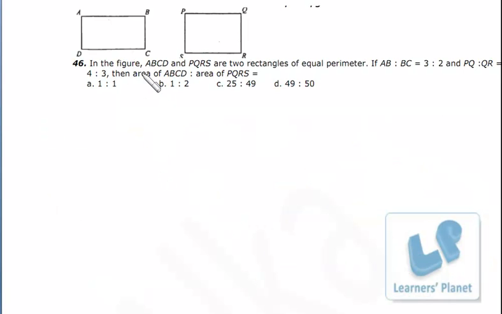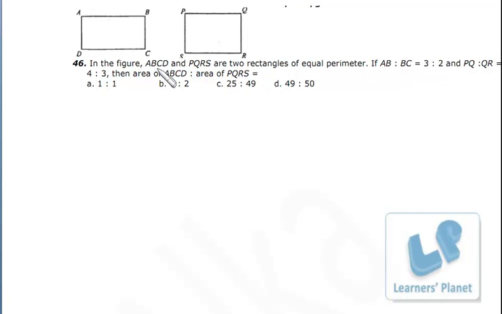Now see this, in the figure ABCD and PQRS are two rectangles of equal perimeter. Here AB is to BC is 3:2 and PQ is to QR is 4:3. Area of ABCD is to area of PQRS. Okay, so that's pretty simple.